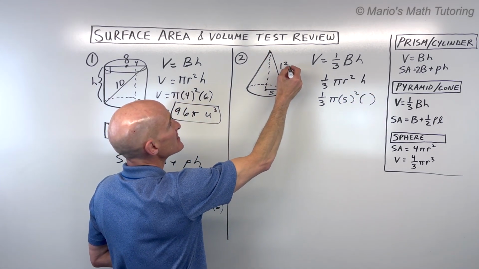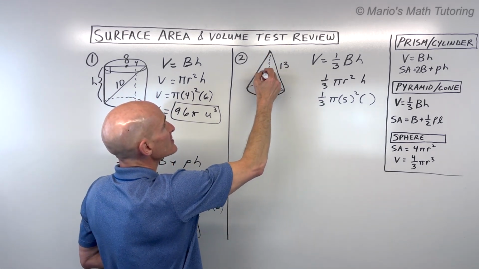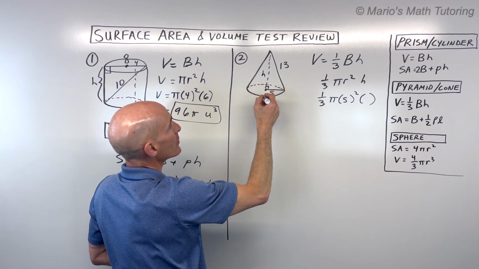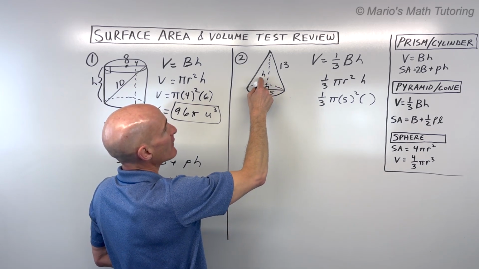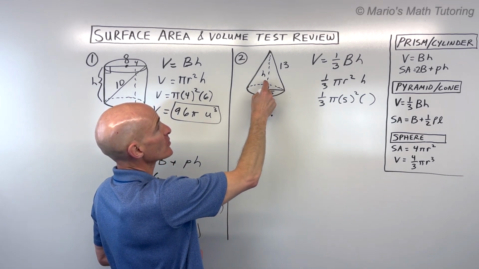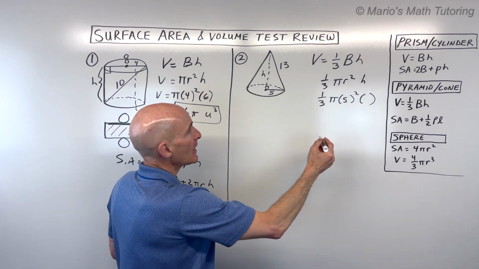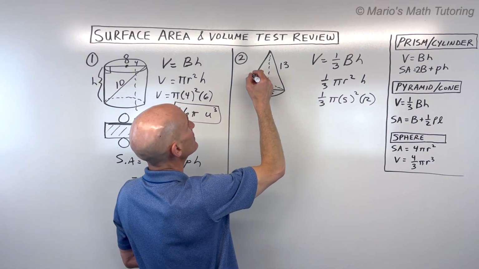This 13 is actually what we refer to as the slant height, or like the leaning height. We want this perpendicular height right here, and I can see that this is a 5, 12, 13 Pythagorean triple. You can do the Pythagorean theorem if you want, a squared plus b squared equals c squared, but I recognize that this is a 5, 12, 13 Pythagorean triple, so we've got our height, which is 12.